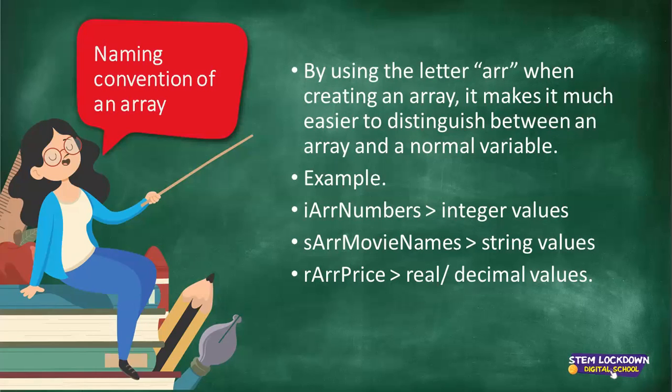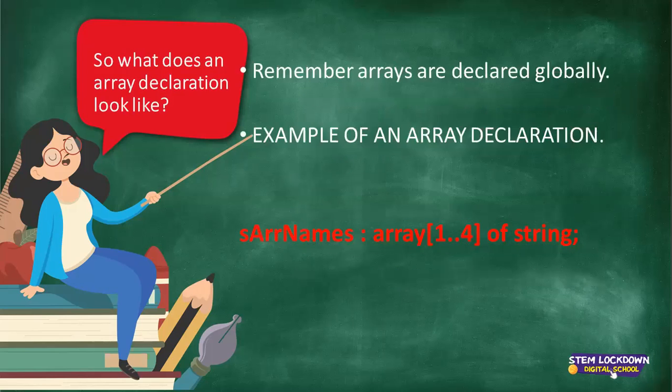I'm hoping that we are on track so far. So let's move ahead. This is what you guys came here for. So what does an array declaration look like? Remember, arrays are declared globally. We'll get to an example soon, but it's really important for us to note that an array is declared globally.